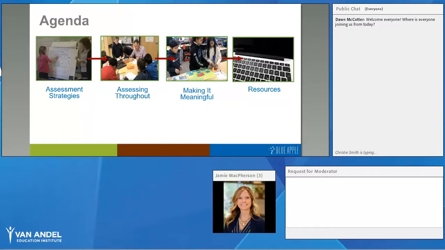So the agenda for today is that we're going to actually start by talking assessment strategies. We're going to go through some things that you can use in your classroom for PBL assessment. Then we're going to talk about assessing the PBL project throughout, what that looks like, and then also making that assessment meaningful to you and to your students. And then we'll end with some resources that can hopefully help you on your PBL assessment path.